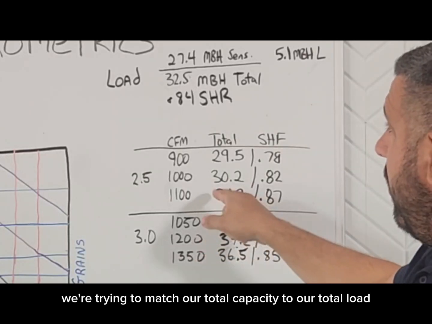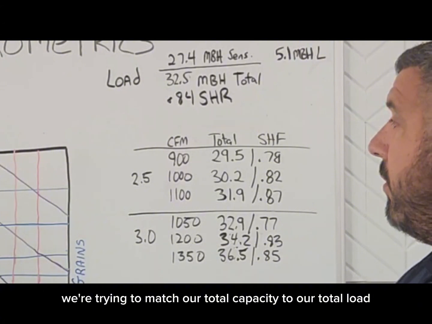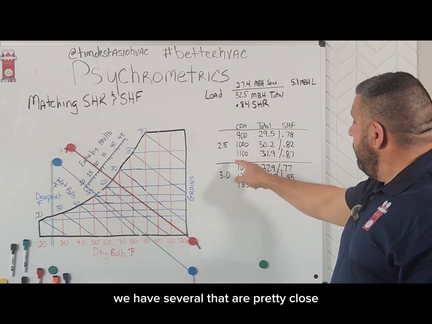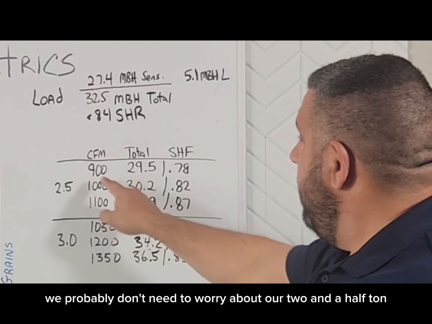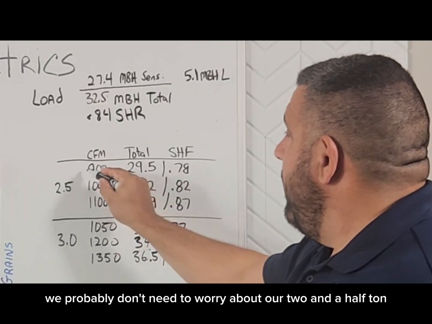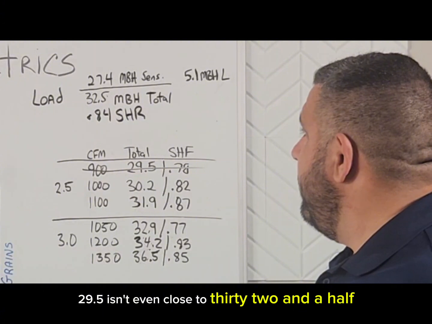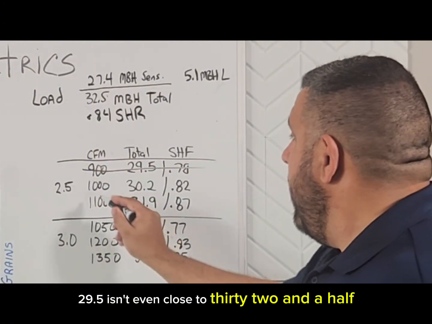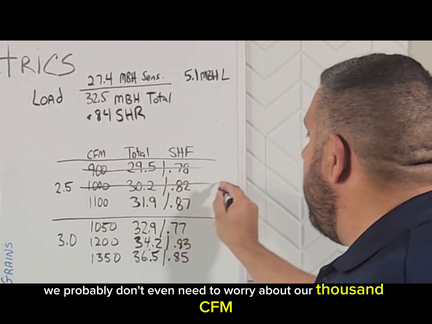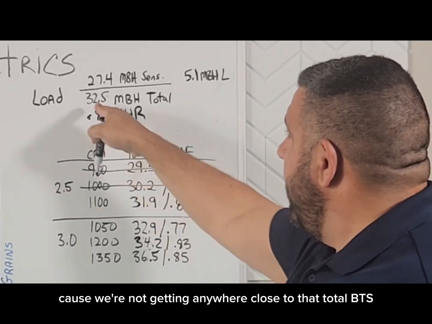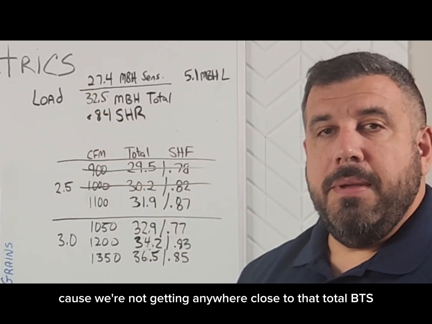So we're trying to match our total capacity to our total load. Between this 2.5 and this 3-ton unit, we have several that are pretty close. We probably don't need to worry about our 2.5 ton at 900 CFM. That's not even close. 29.5 isn't even close to 32.5. We probably don't even need to worry about our 1,000 CFM at that 2.5 ton unit, because we're not getting anywhere close to that total BTUs.